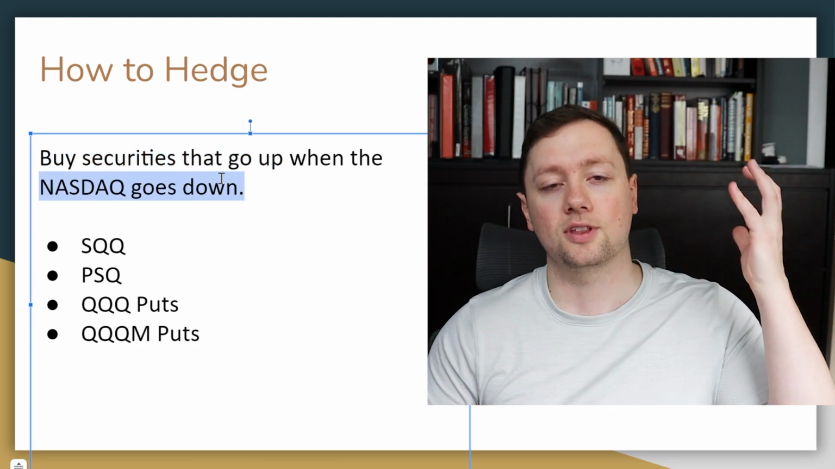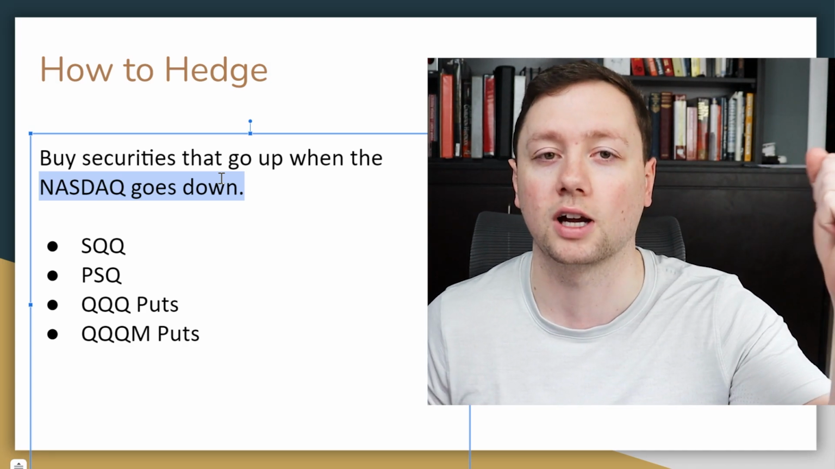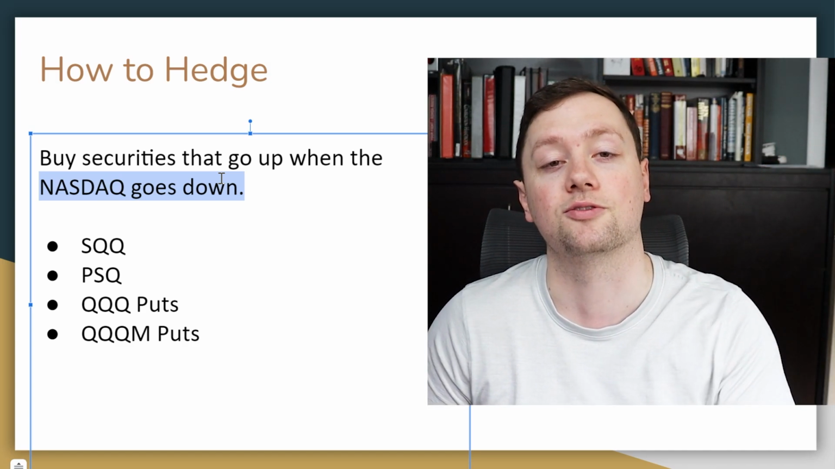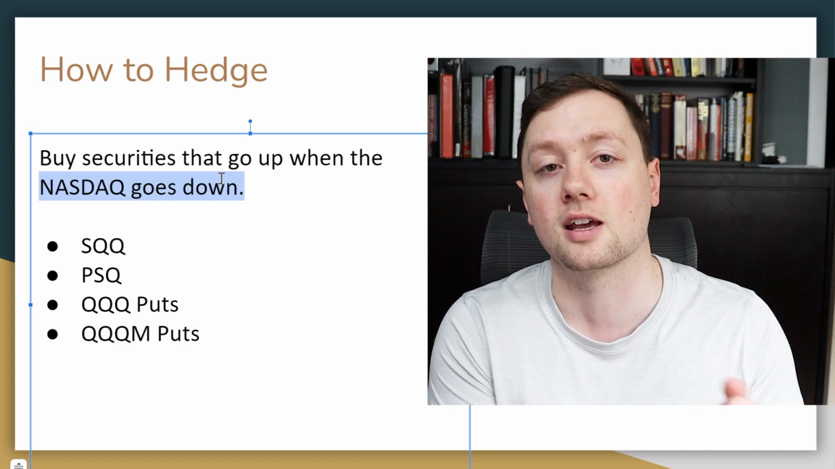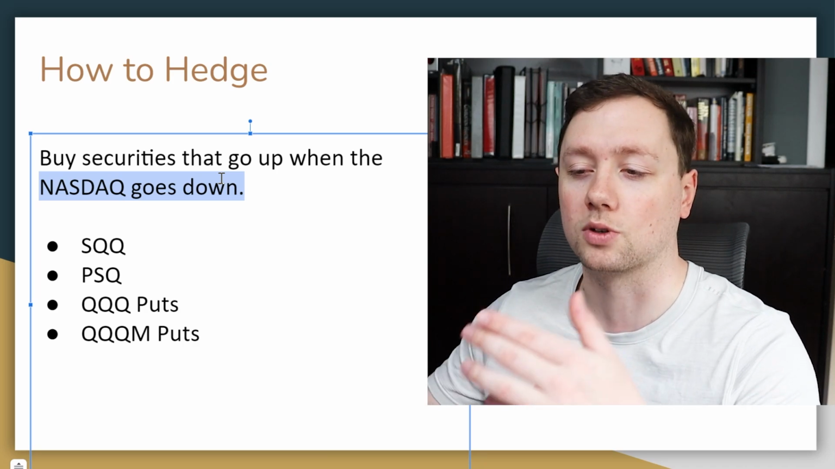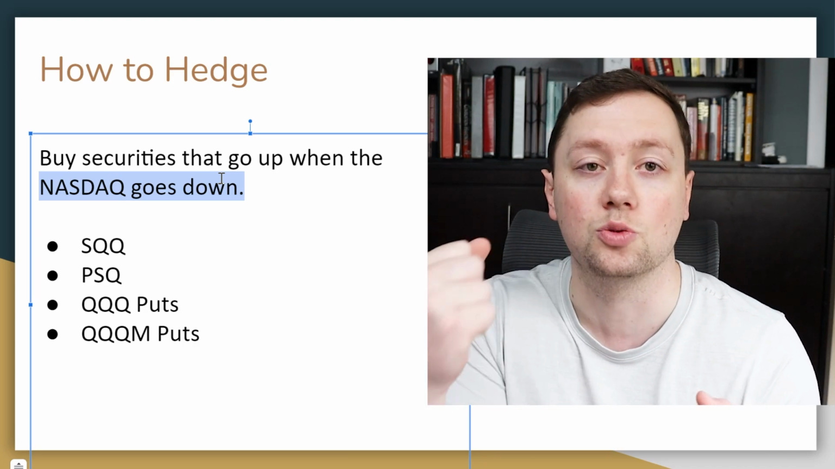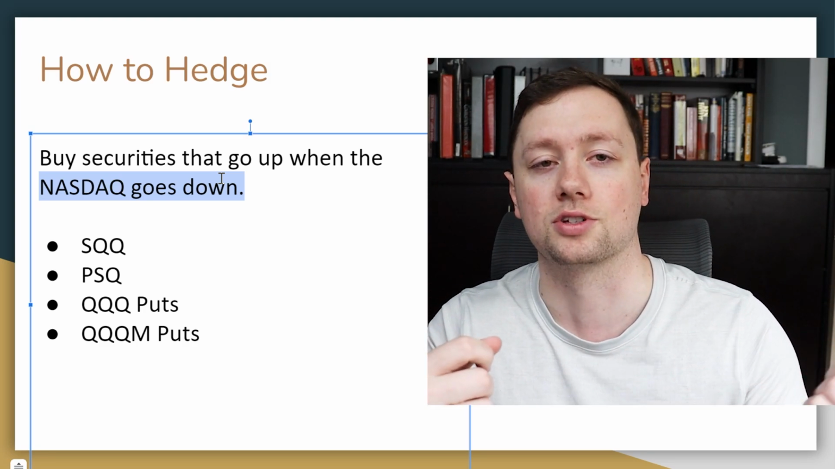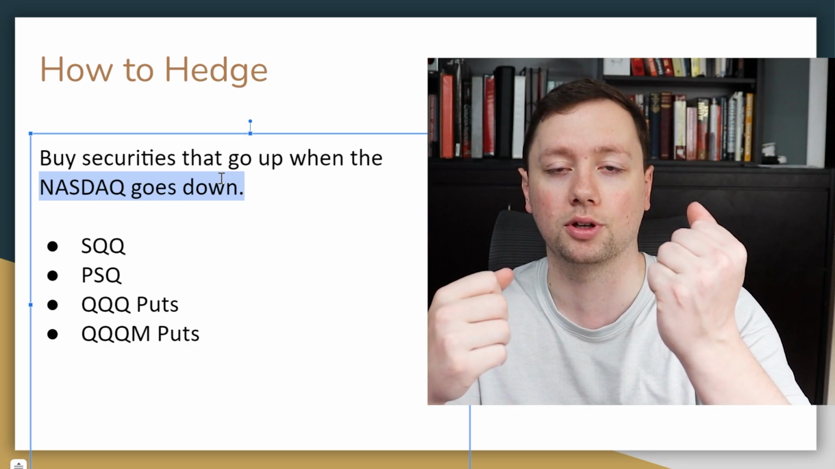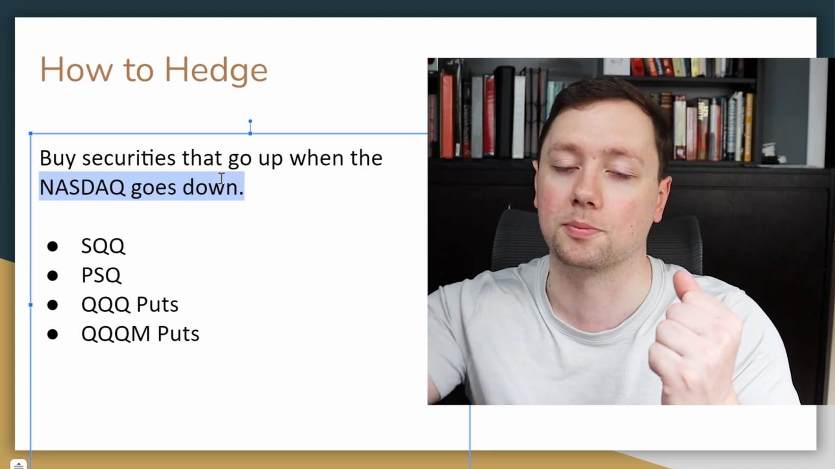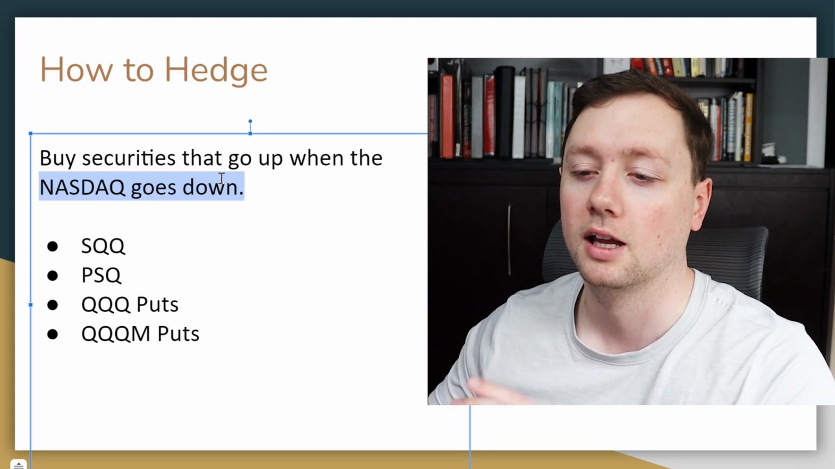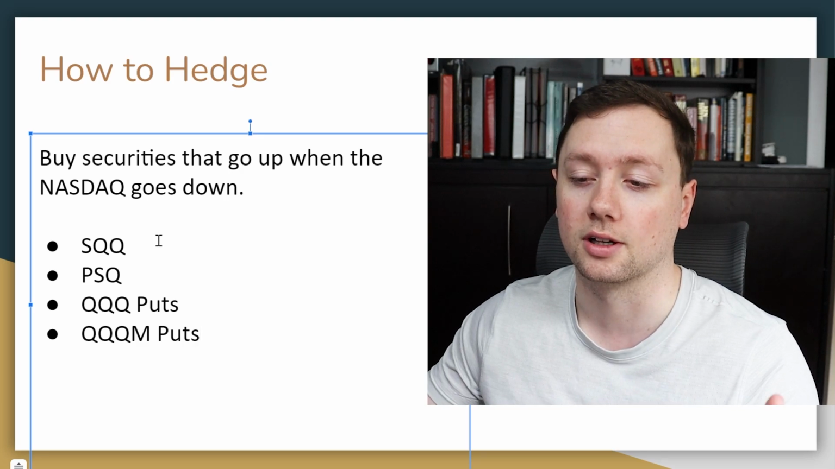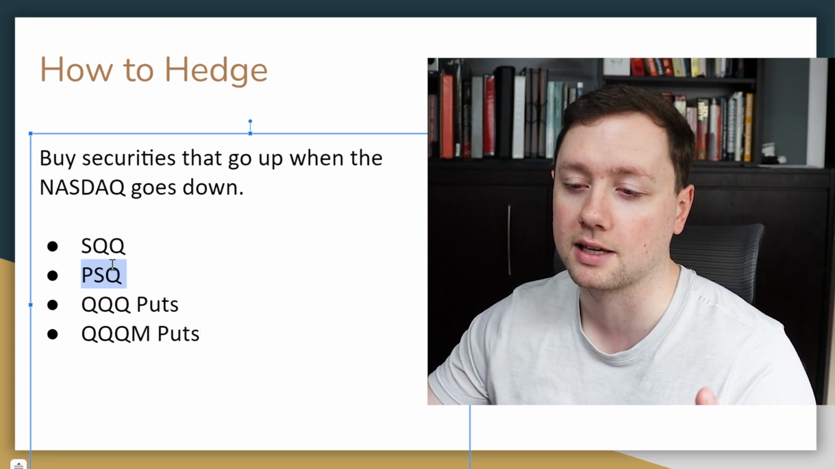And so if the market sells off and we see a major correction in tech and the NASDAQ completely falls, your portfolio is going to take a hit. But what we're going to do is we're going to buy some securities that will do well in that scenario and will actually go up if the NASDAQ falls. And so yes, you will lose some money in your portfolio, but you will also make money on the positions that you buy here. And there's a variety of different ways to do that, starting with SQQQ and PSQ.